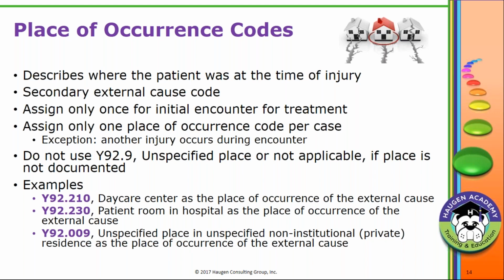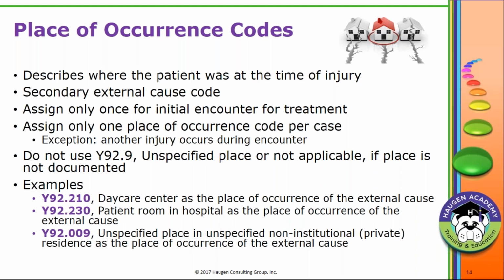And there's also a guideline that says you only assign one place of occurrence code per case unless another injury occurs during the encounter. And there are places for you to indicate the present on admission indicator, and that would be an important thing here probably, as I mentioned earlier, to your hospital administration so that they can identify accidents that are occurring while the patient is in-house.